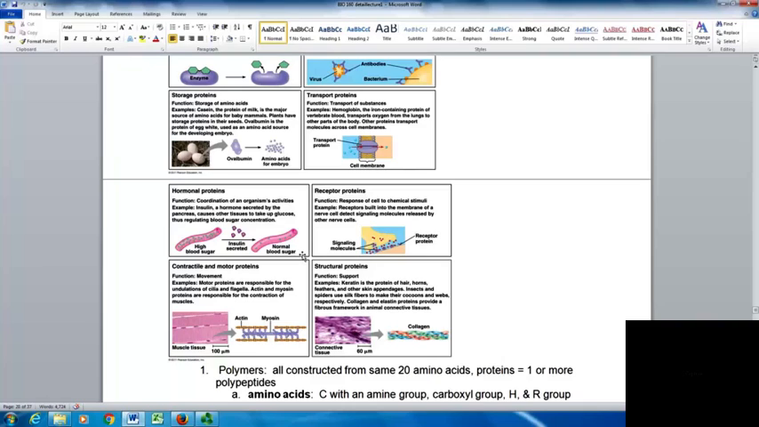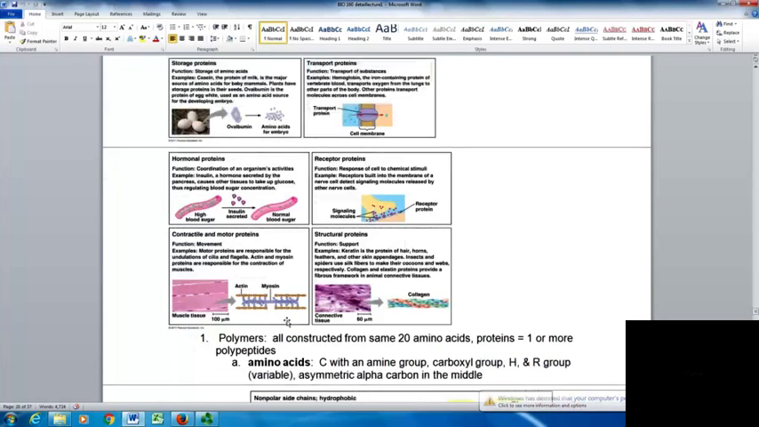We can have receptor proteins. So these are going to be receptors to signal molecules. So this example is having a neurotransmitter release signals that are going to diffuse across the membrane space here and trigger the receptor protein.